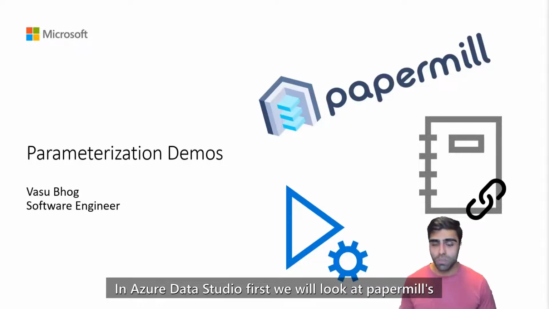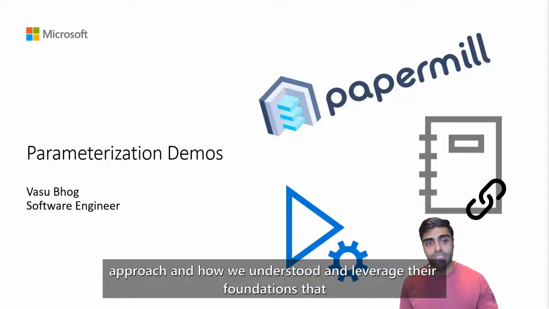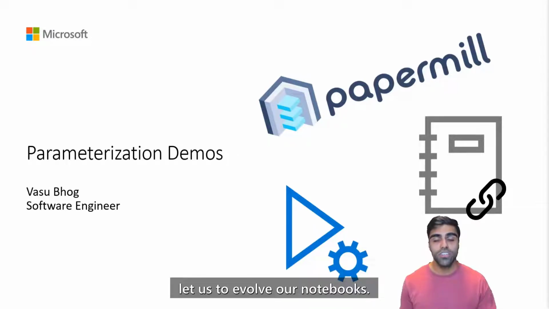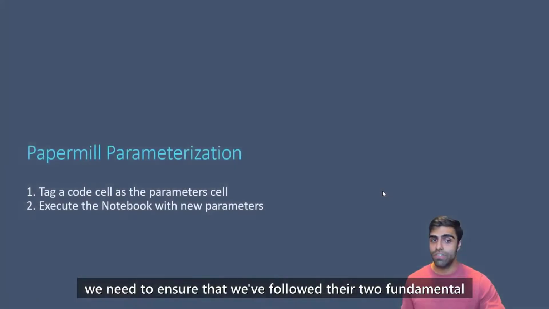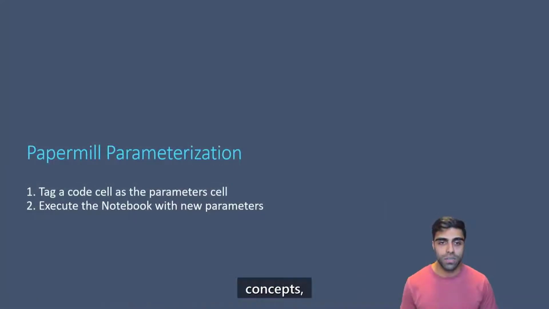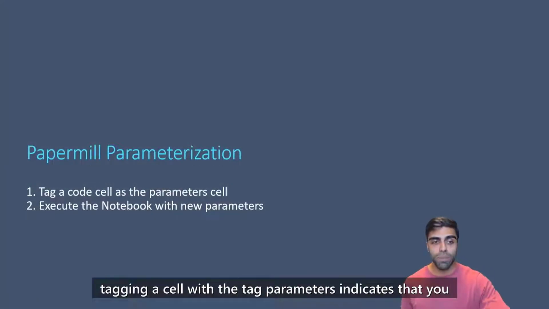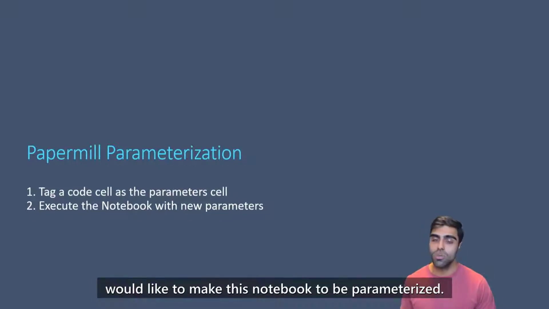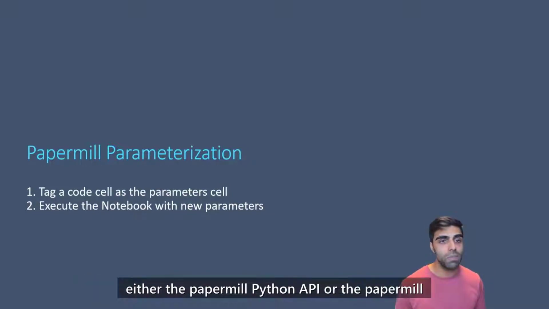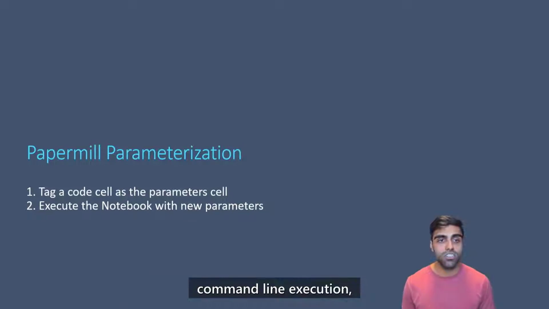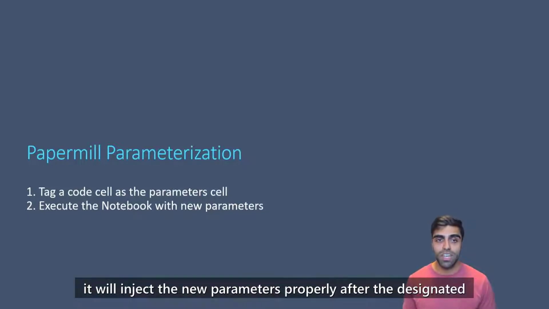First, we will look at Papermill's approach and how we understood and leveraged their foundations that led us to evolve our notebooks. Papermill lets us parameterize and execute notebooks. In order to do that, we need to ensure that we follow their two fundamental concepts. Tagging a cell with the tag parameters indicates that you would like to make this notebook parameterized. This will ensure that when you execute the notebook using either the Papermill Python API or the Papermill command line execution, it will inject the new parameters properly after the designated parameter cell.